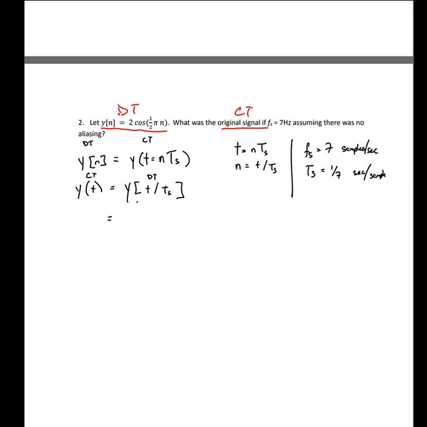So that gives us 2 cosine. And what this means is every time we see an n up here, we replace it with t over t sub s. So pi over 2, and then our n goes to t over t sub s, which is 1 over 7. So that would be 2 cosine of pi over 2 times 7 t. And that's our answer.